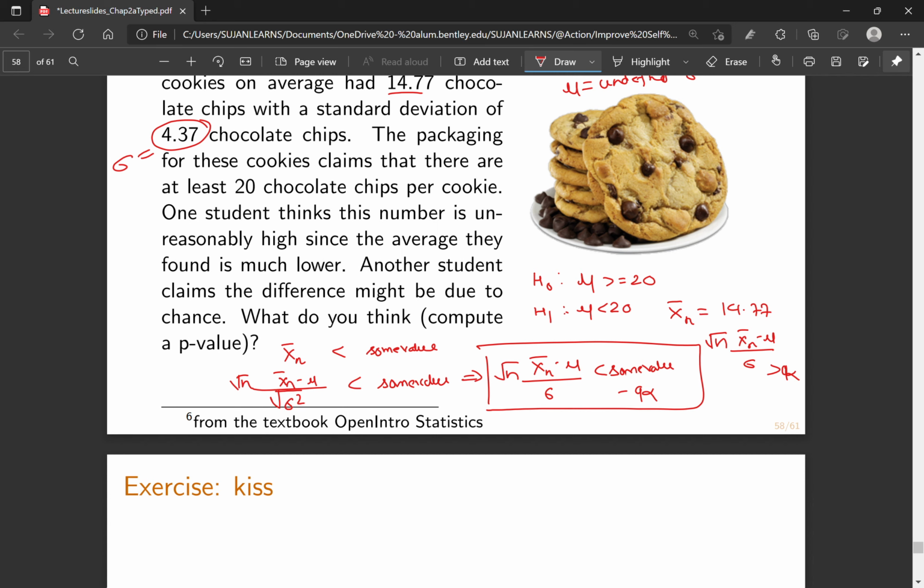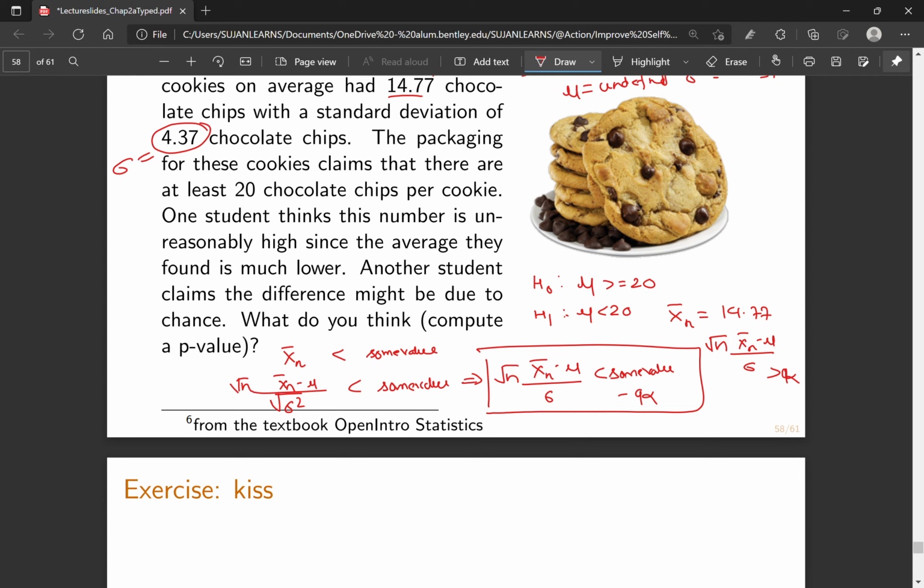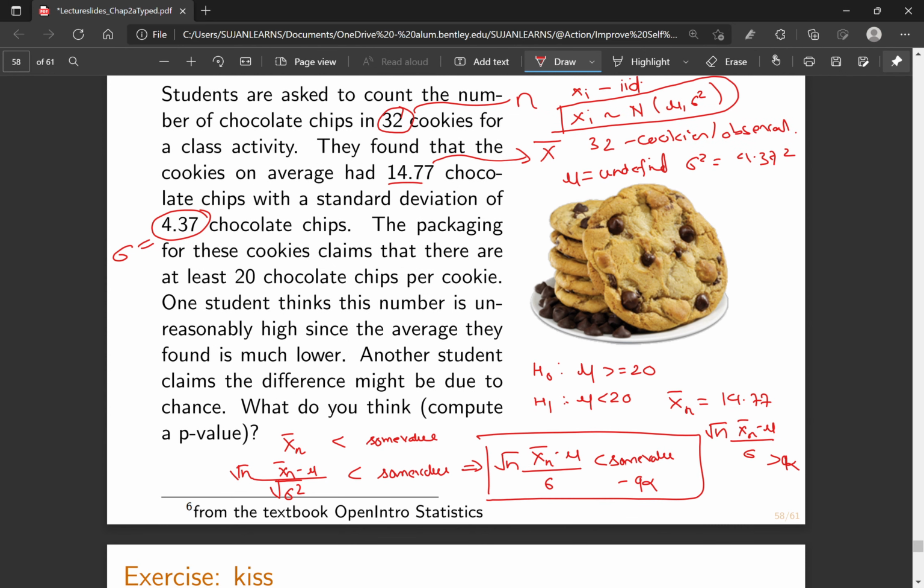Now, the question is what mu we should choose. The mu we should be choosing is the mu that is right at the boundary. And what mu is right at the boundary here? Can you tell? The mu that's right at the boundary is one that's in the hypothesis we just generated. It's going to be 32.